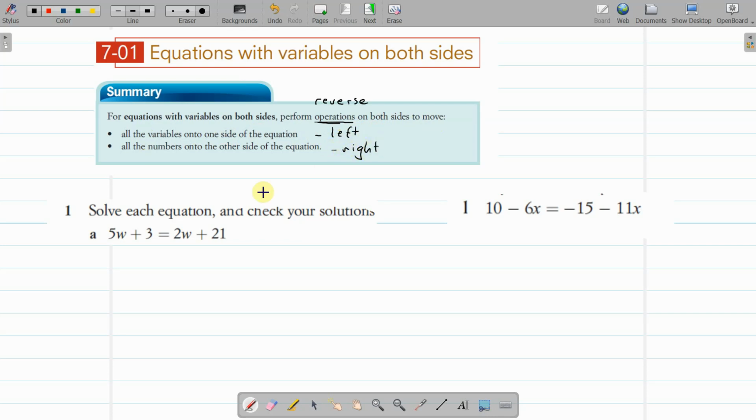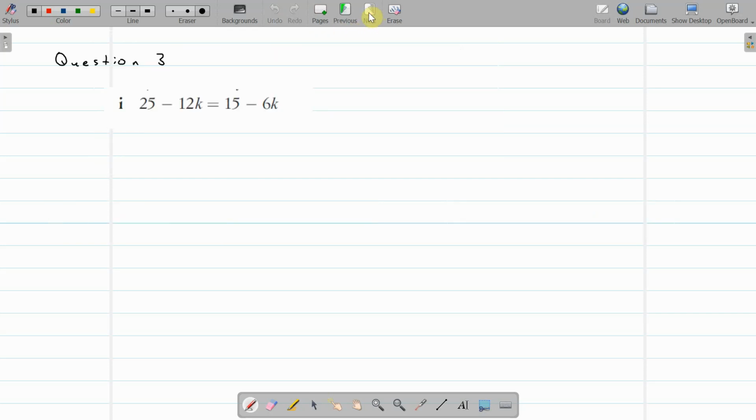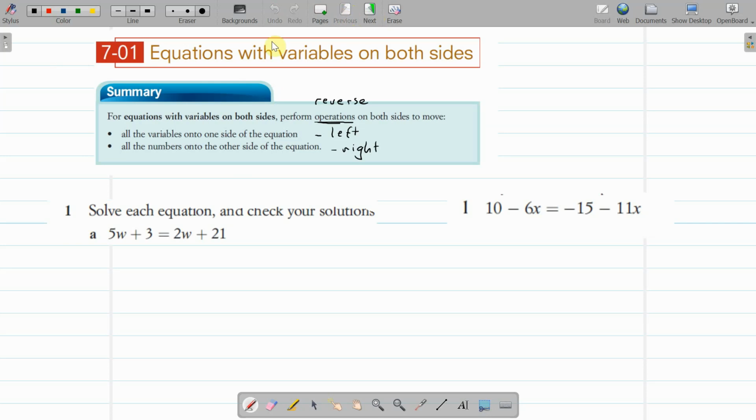Okay, let's have a look at what we've got here. I've done questions 1 and 3. I've got two examples that are in exercise question 1 and one from question 3. So let's have a look at how we do it. Perform reverse operation to move variables to one side. So I'm going to move this variable to the left.